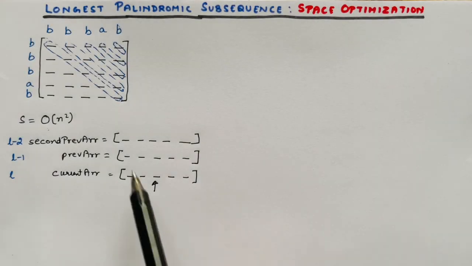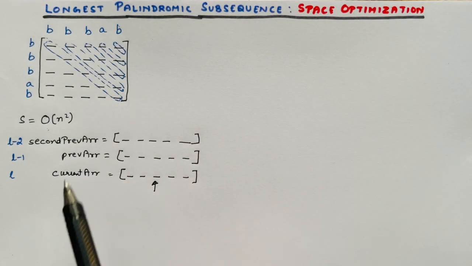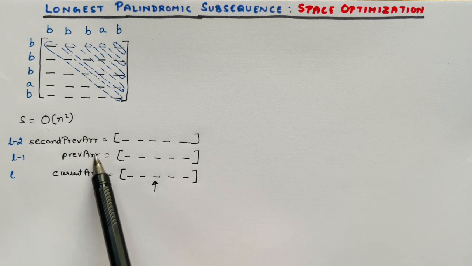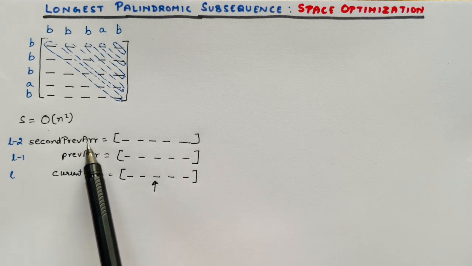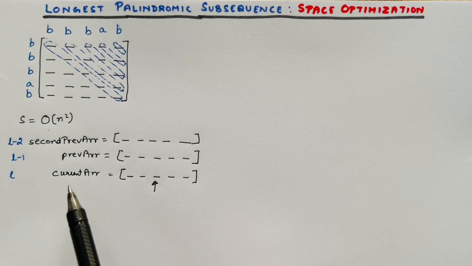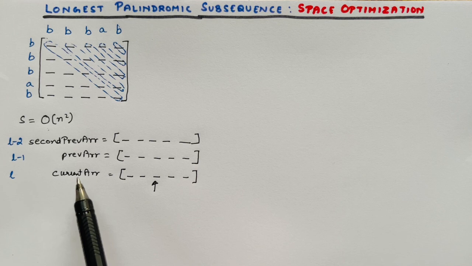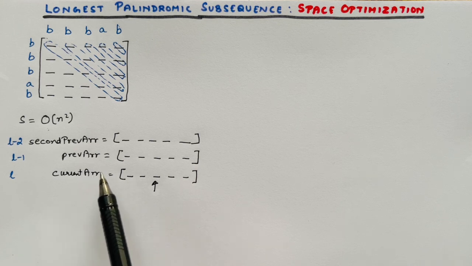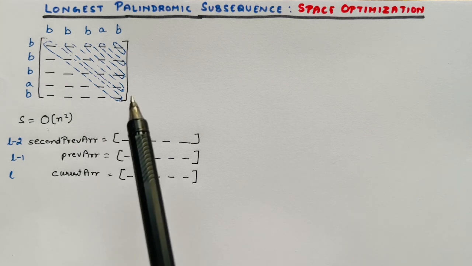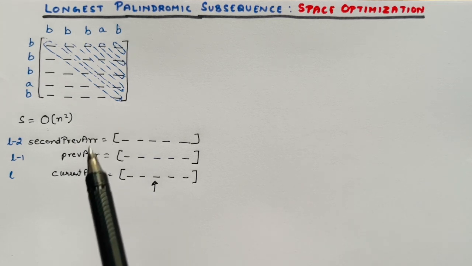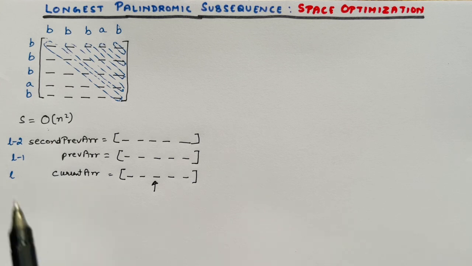We can represent these two diagonals as two one-dimensional arrays. This can represent the previous diagonal and this can represent the second previous diagonal. And the value I, j we are filling, it will lie on the third diagonal that we can represent by third one-dimensional array called current ARR. Now, if we can solve the problem using only these three one-dimensional arrays, instead of using this matrix, we would have solved this problem in big O of n space, which will be a very significant improvement.